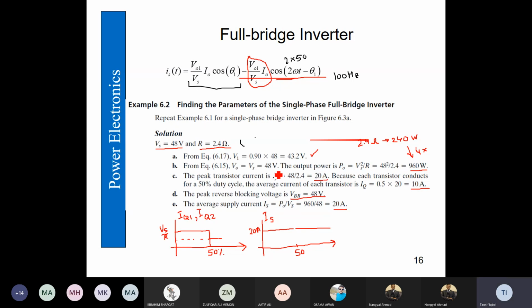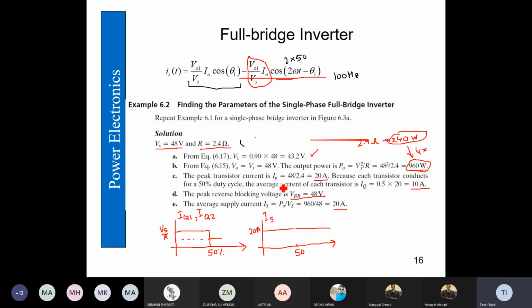And therefore output power is 48 volts square divided by 2.4. So now power is increased from 240 watts, which was the case in half bridge, to 960 watts. Almost 4 times power is increased. Now the peak current, as voltage is increased, is 48 volts divided by 2.4, so 20 amperes, now increased from 10 amperes.